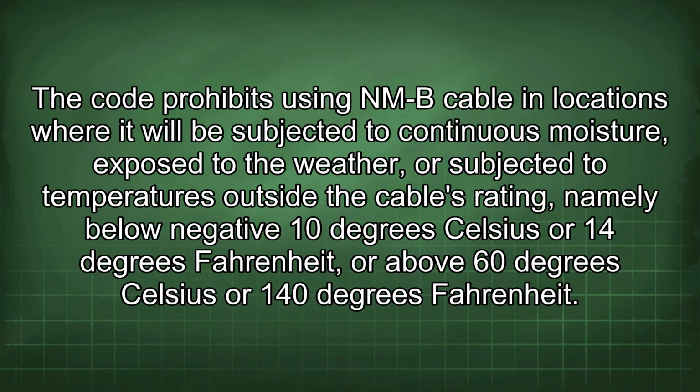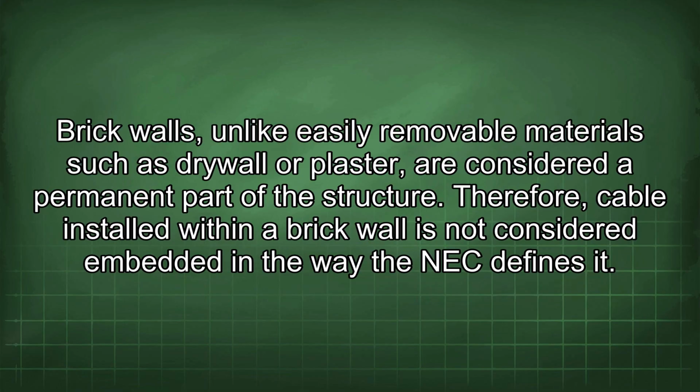The code prohibits using an NMB cable in locations where it will be subjected to continuous moisture, exposed to the weather, or subjected to temperatures outside the cable's rating, namely below -10 degrees Celsius or 14 degrees Fahrenheit, or above 60 degrees Celsius or 140 degrees Fahrenheit. Brick walls, unlike easily removable materials such as drywall or plaster, are considered a permanent part of the structure. Therefore, cable installed within a brick wall is not considered embedded in the way the NEC defines it.